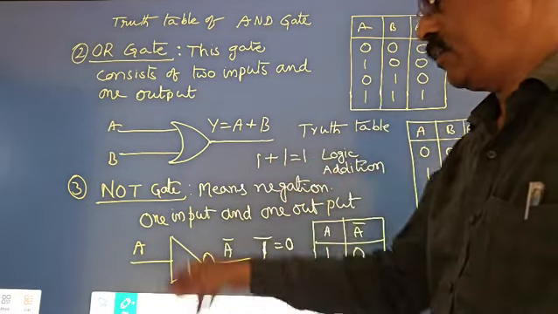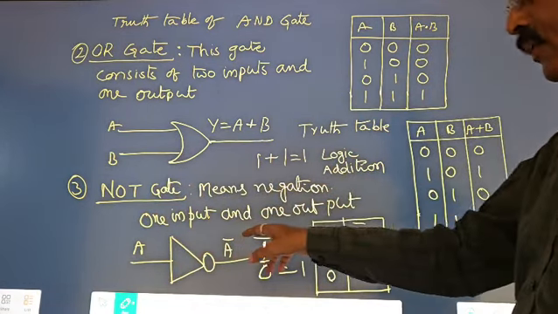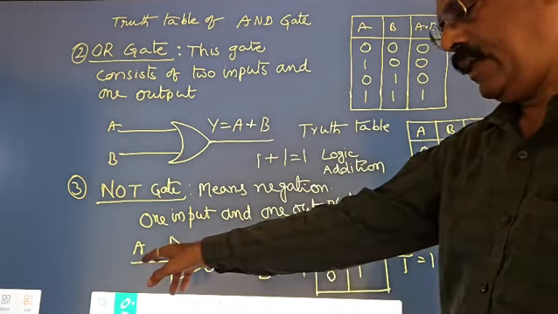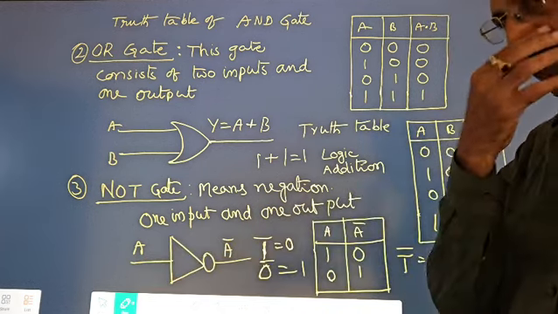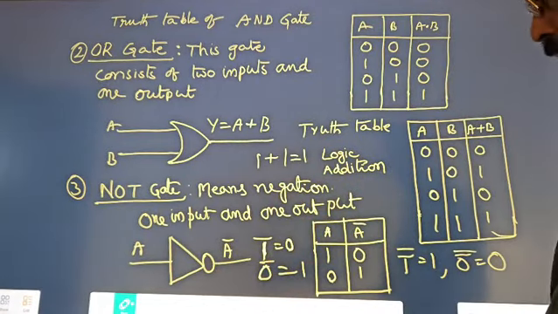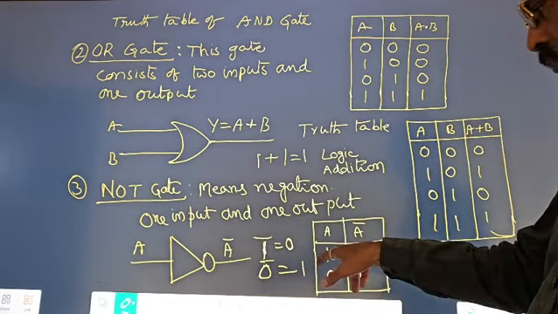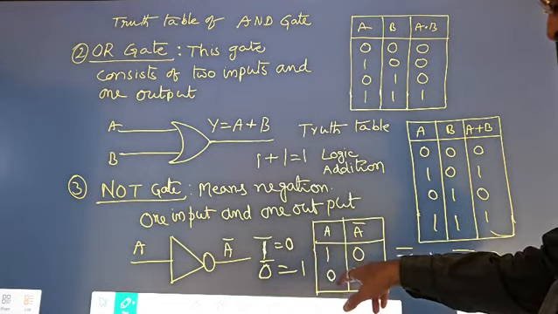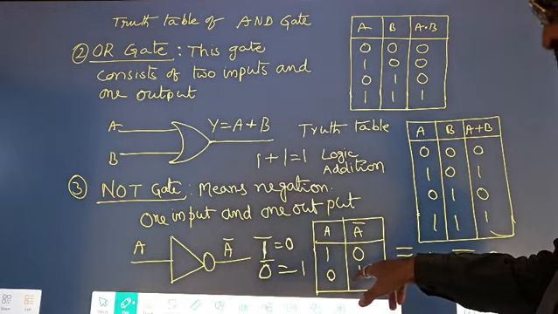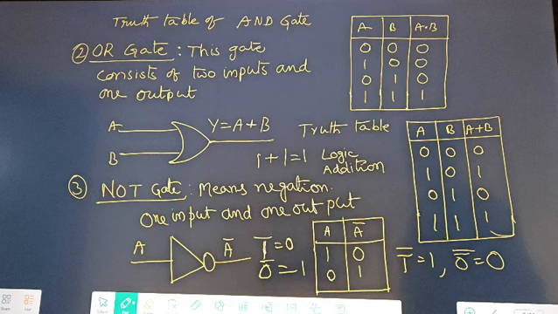The third gate is the NOT gate, which means negation. It has one input and one output. A is the input, A bar is the output. That means 1 bar is 0, 0 bar is 1. So the truth table is: input 1, output 0; input 0, output 1.